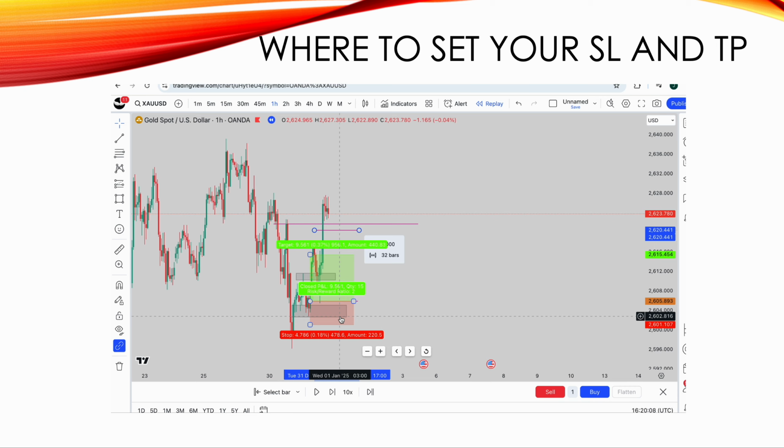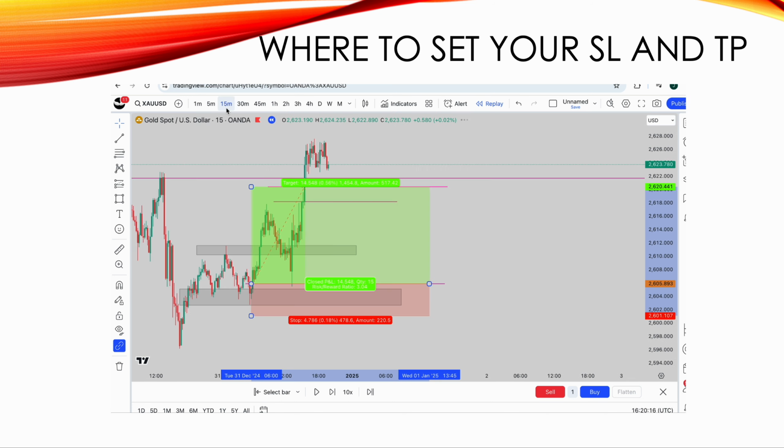What kind of profits do you want? Where are you going to exit? Do you want to set your TPs at higher time frame key levels? Do you want to set it at lower time frame key levels? Do you want to set just standard 1 to 3s, 1 to 2s, 1 to 4s? Whatever it is, that's up to you. But the main premise for your take profits is that you want to have a positive risk to reward.